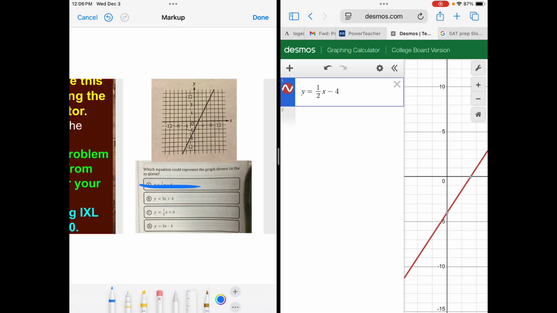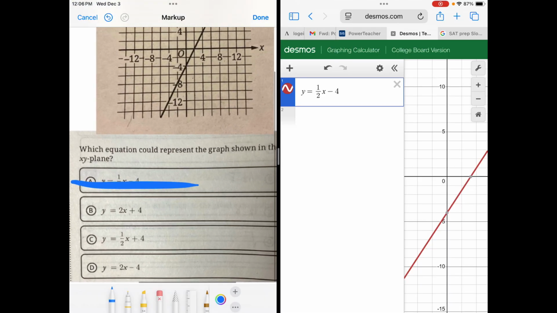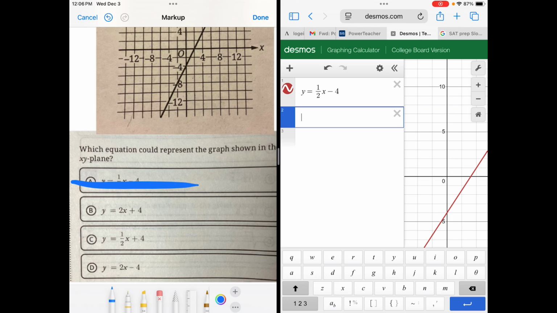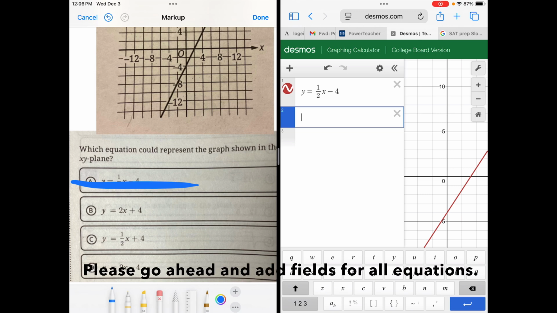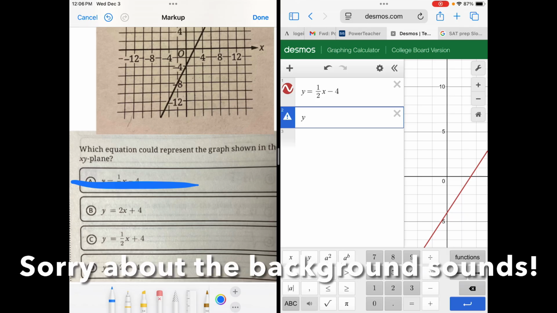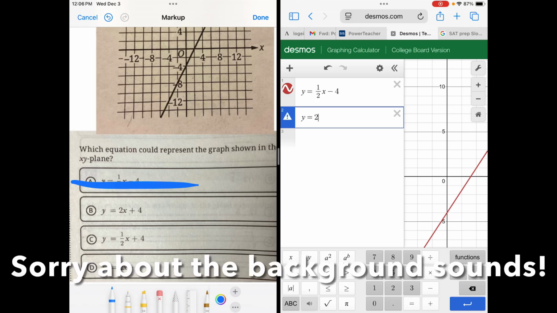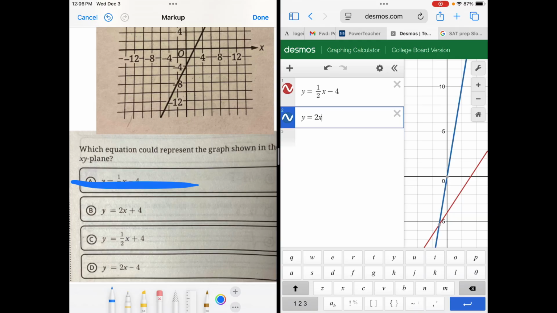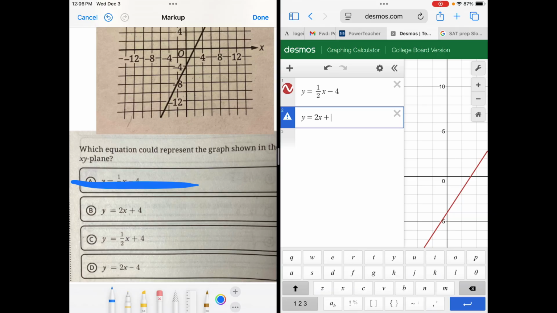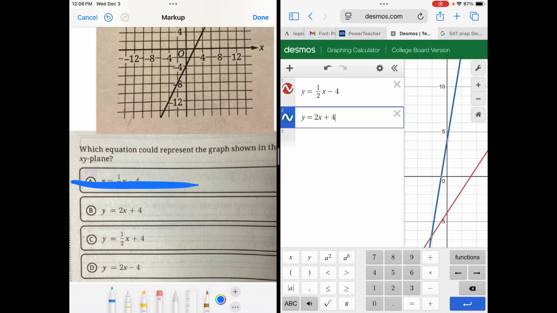Now we're going to go back to our Desmos calculator and put in the next equation and see what happens. You can add another field if you want to compare them, or you can erase the first one and start over. So let's do y equals 2x plus 4 and see what we get.